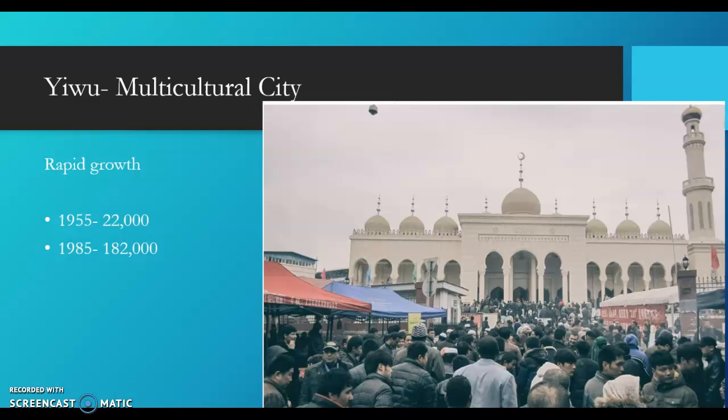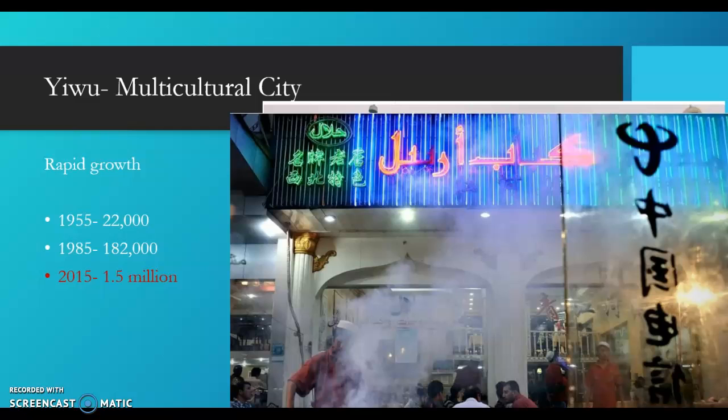In 1955, there were 22,000 people. Again, it was basically a flea market set up on a swamp. By 1985, there were 182,000 people. A few years ago, that number exceeded 1.5 million. Almost a 1,000% increase over 30 years. And as Yiwu has grown, it has become more socially and culturally complex. So it's not uncommon to see sites like this. Middle Eastern restaurants, Middle Eastern culture, outdoor dining, hookahs, found, again, in this central Chinese city of Yiwu.